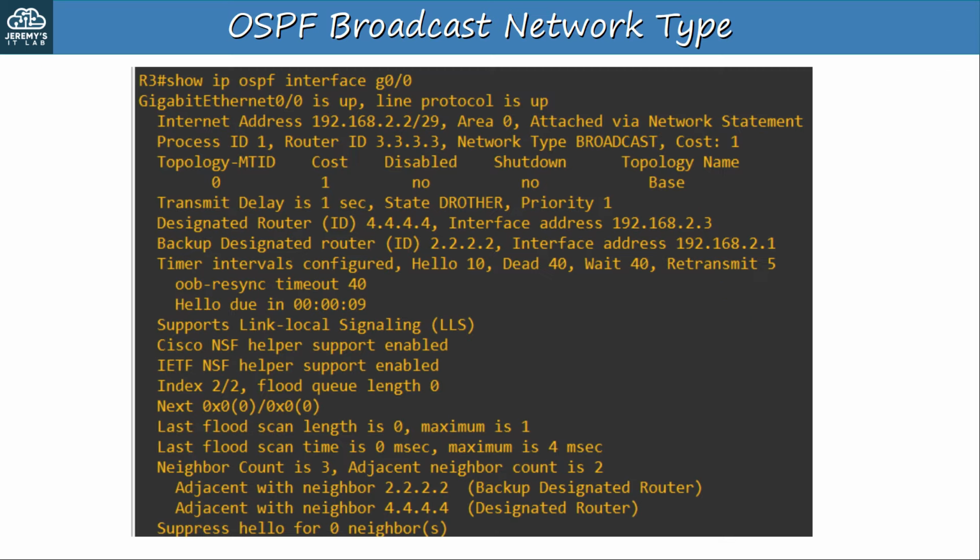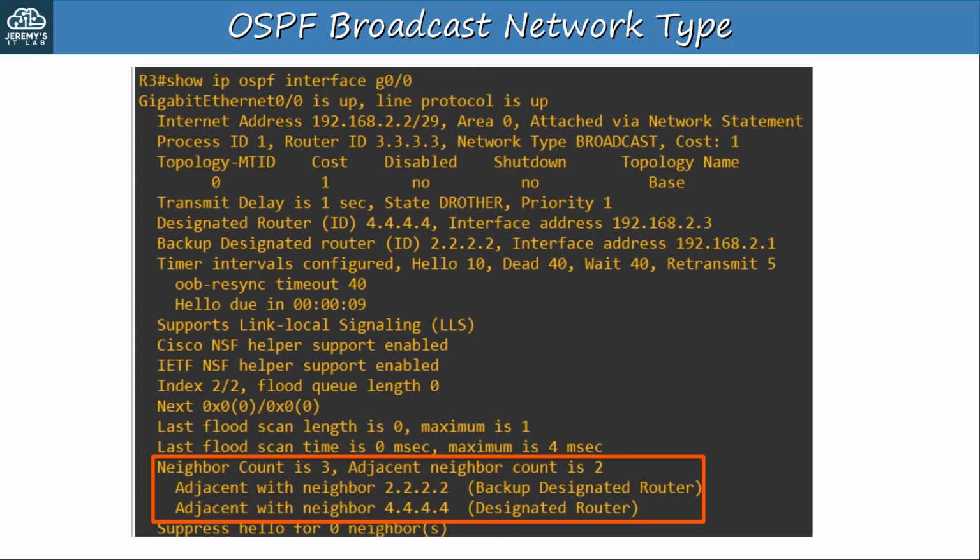For more detail, here is show ip ospf interface G0/0 on R3. It gives the same information here. Neighbor count is 3. That's R3's total number of OSPF neighbors. Adjacent neighbor count is 2. Those are the neighbors R3 has formed a full adjacency with. And below it, its two adjacent neighbors are listed: R2, the BDR, and R4, the DR. Okay, that's enough for the broadcast network type for now.